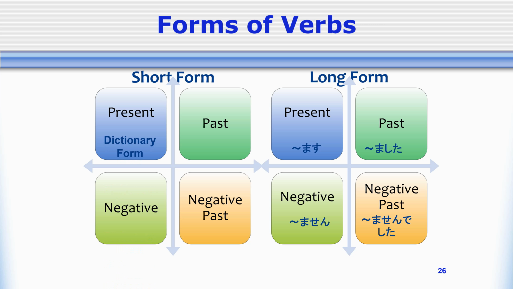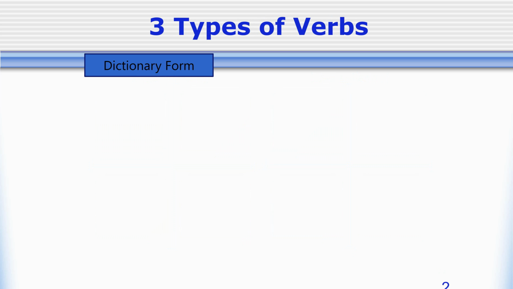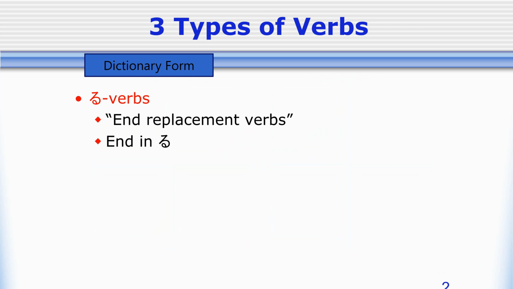We are going to talk just briefly about the present tense of the short form today. The present tense of the short form is called the dictionary form. The reason it's called the dictionary form is because it's just what you would find in the dictionary, or in our case, what you would find on the vocab list in Genki. In the dictionary form, we have three main types of verbs. Our first kind are ru verbs. As you might guess from the name, these are verbs that end in the hiragana ru. We could also think of these verbs as end replacement verbs. These are verbs where when we conjugate them in any way, we just get rid of the ru at the end and replace it with something else.